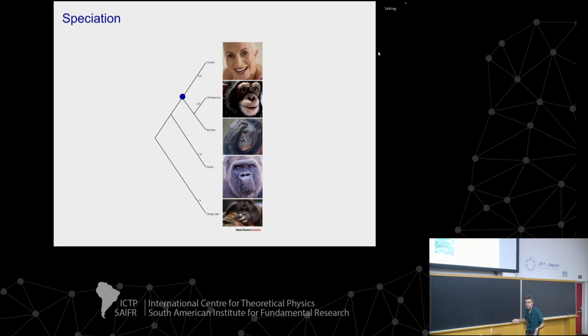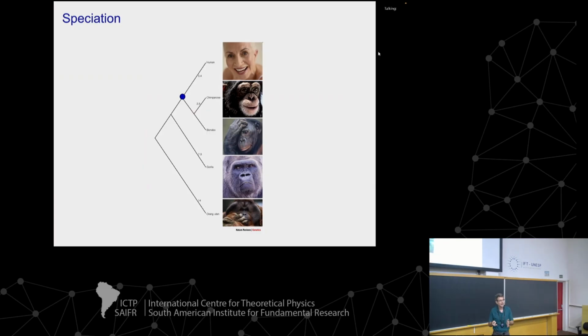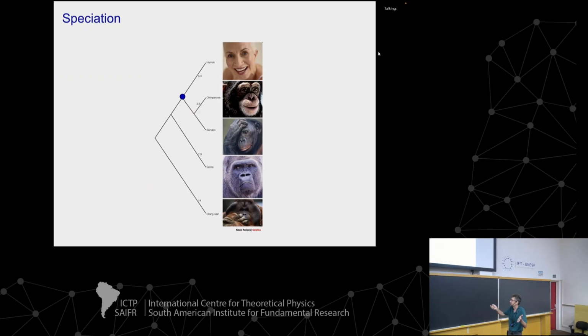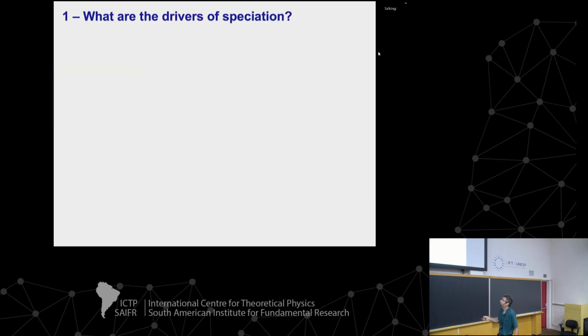Under what conditions, what are the mechanisms that make this evolution? Because you may think that if the population is under selection, why don't they all follow the same path? Why does it branch? So what can cause that? So that's the purpose of this general area of study. And so the question we want to answer is, what are the drivers of speciation?